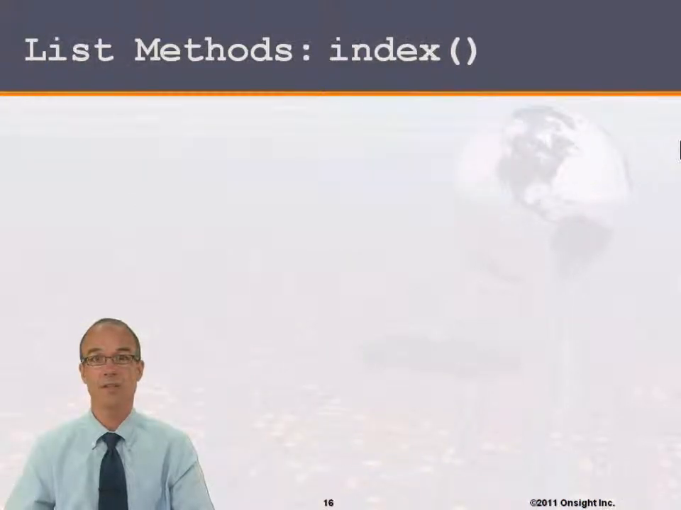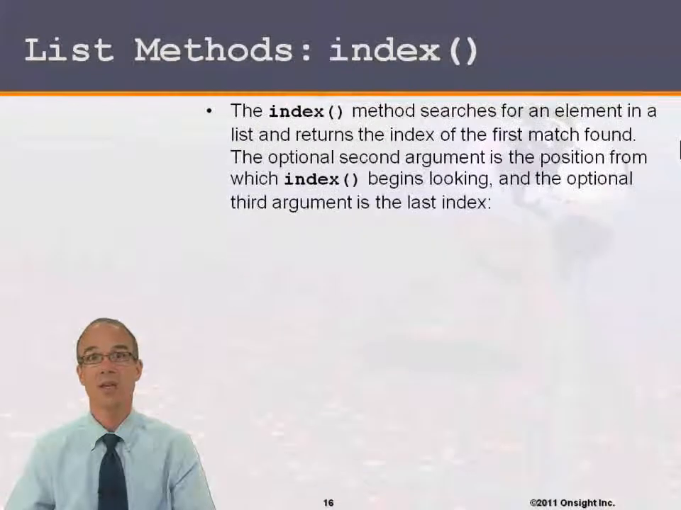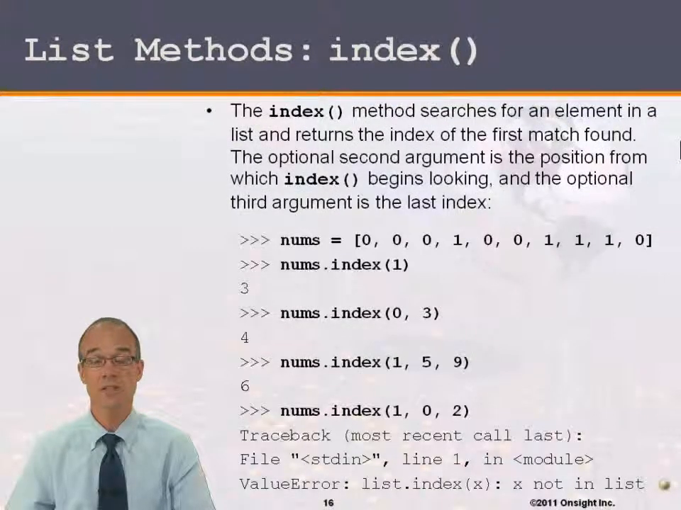All right, let's look at the next method, index. Index will locate an element in the list and return its index. So here I have nums, which is a bunch of zeros and ones. This says go into nums, find the first occurrence of the element 1, and return back the index. So let's see, it's 0, 1, 2, 3. The first occurrence of 1 is at index 3, so this returns a 3.